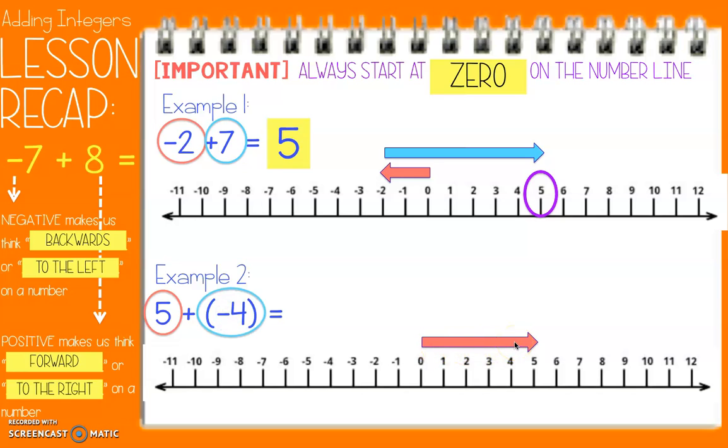Next, we see a -4. -4 tells us that we're going to go back 4. So from that spot, we're going to go back 4 spaces, and we land at +1. So our answer is 1.